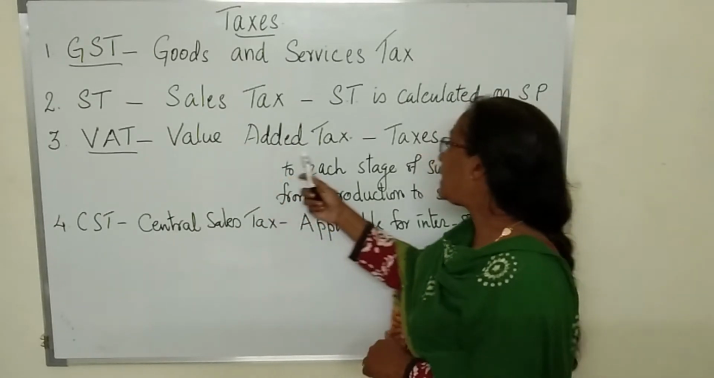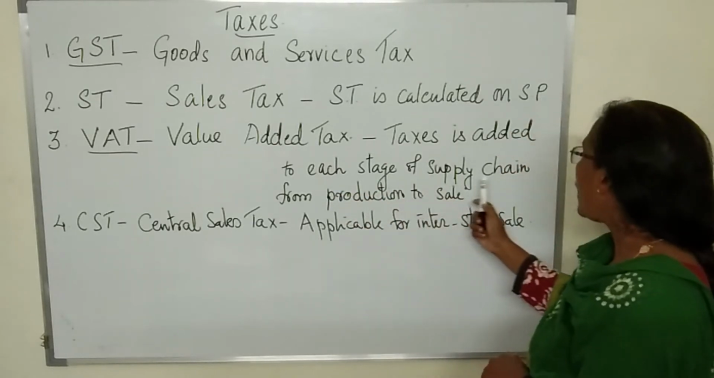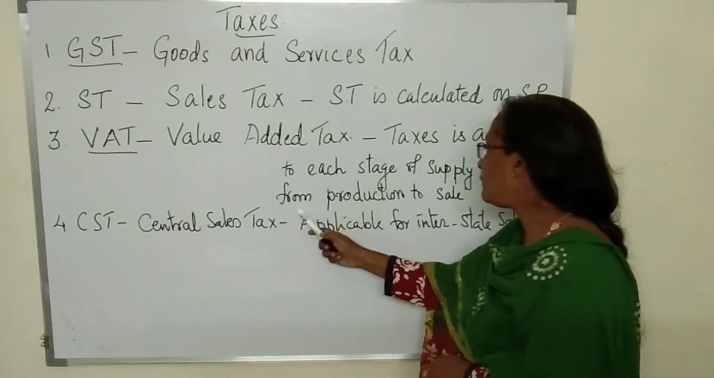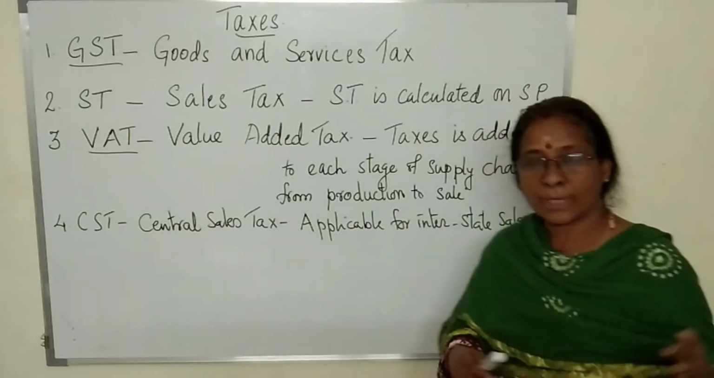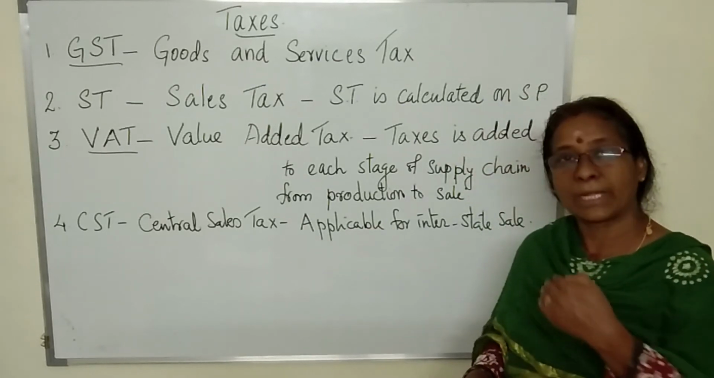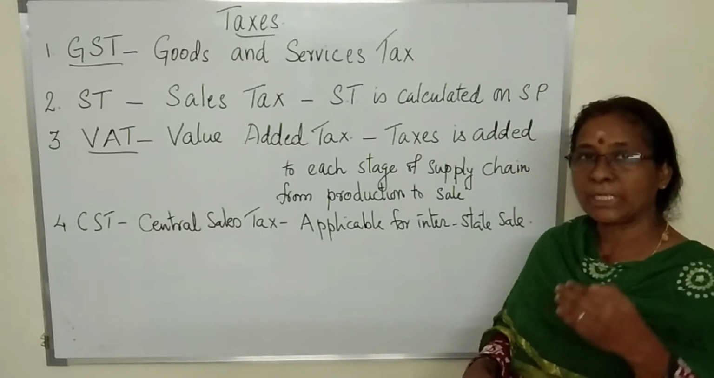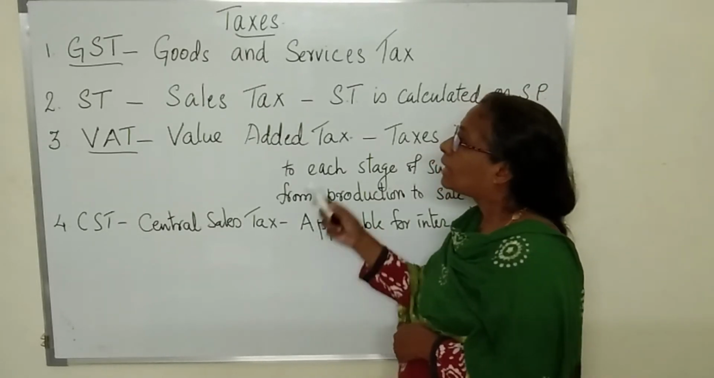So, what is value added tax? The tax is added at each stage of the supply chain from production to sale. From producer to the consumer, it goes through different hands, so everybody will be paying a special amount as tax. That is called VAT.